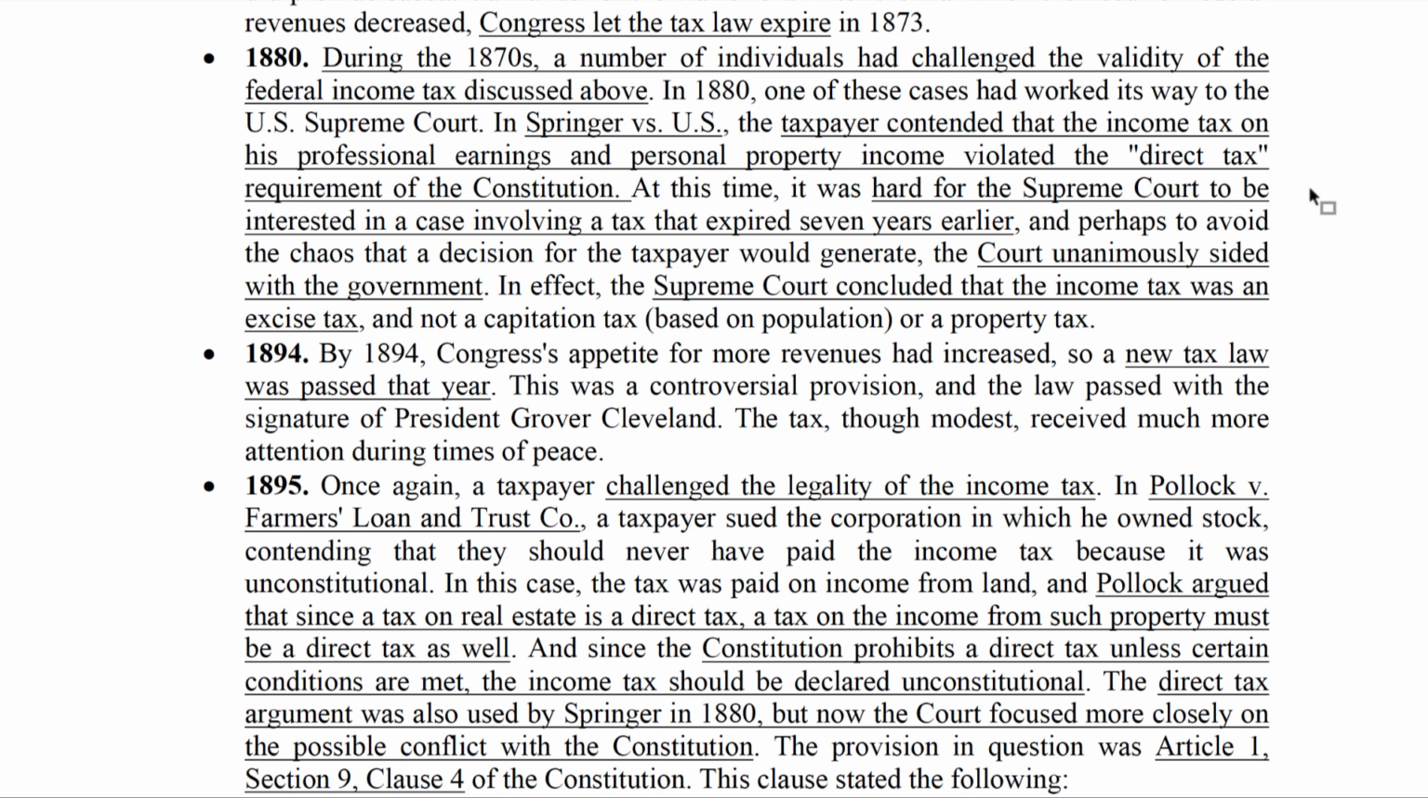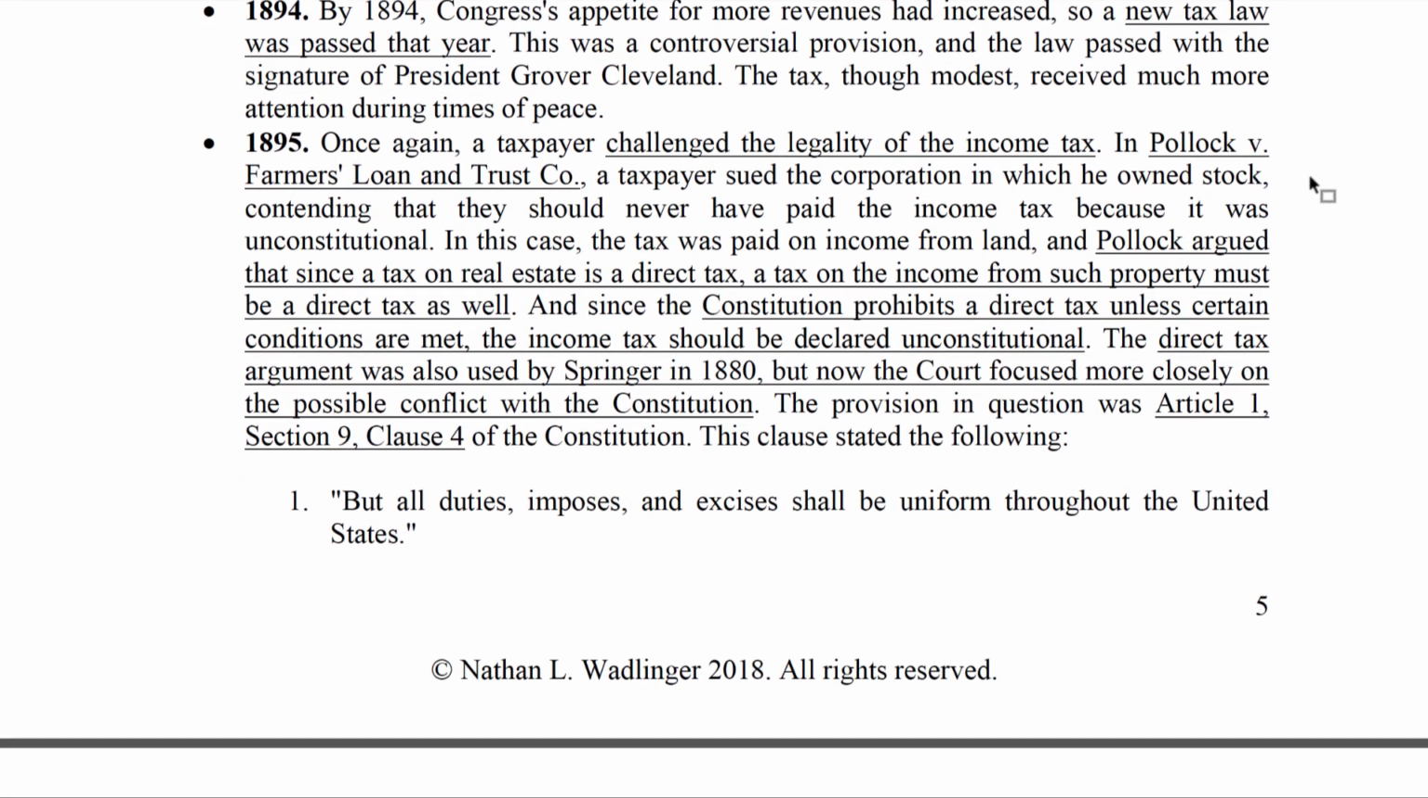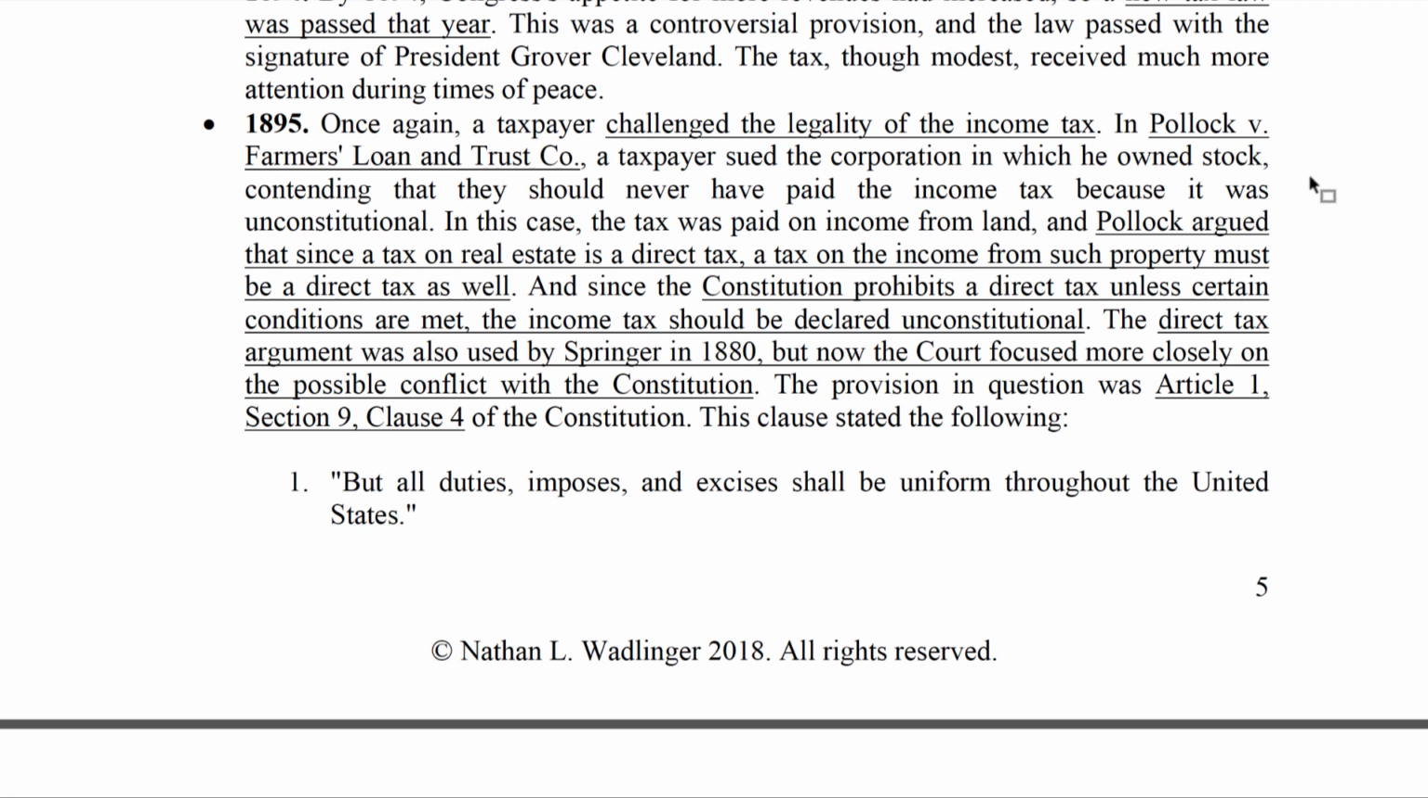So in 1894, Congress wants more revenue, and it basically brings back the income tax. So a new tax law was passed that year. It was controversial. President Grover Cleveland signed it into law, and that's in 1894. So in 1895, we have a taxpayer challenging the legality of the income tax of 1894.